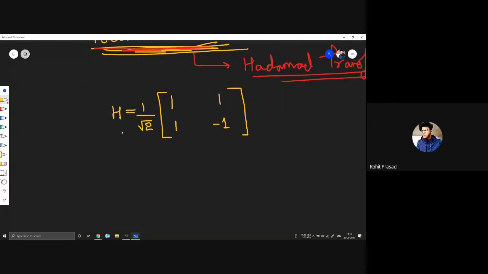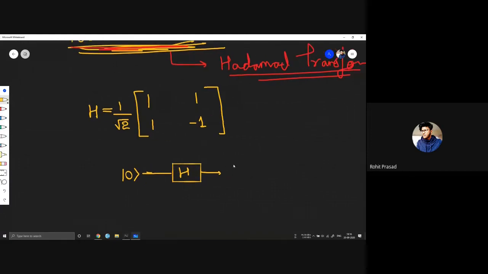The main property of this Hadamard gate is that if you apply it on 0, and let's say this is your Hadamard gate H, what it does is it gives you a superposition of all states with equal probability.